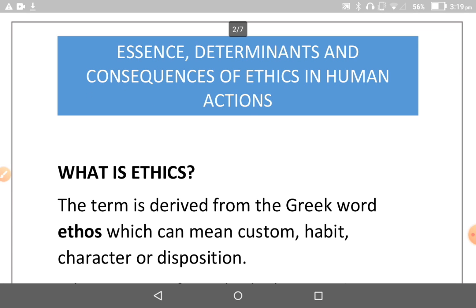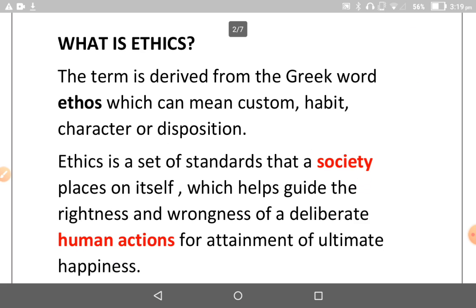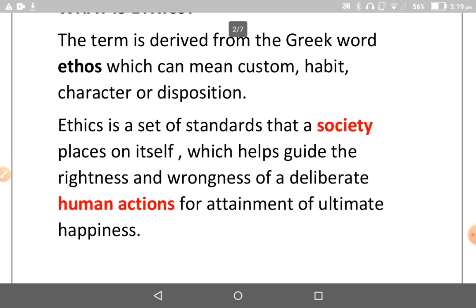The term ethics is derived from the Greek word ethos, which means custom, habit, character, or disposition. So ethics is a set of standards that a society places on itself. That means ethics are a set of guidelines that a society places on itself, which help us guide the rightness and wrongness of a deliberate human action for attainment of ultimate happiness.